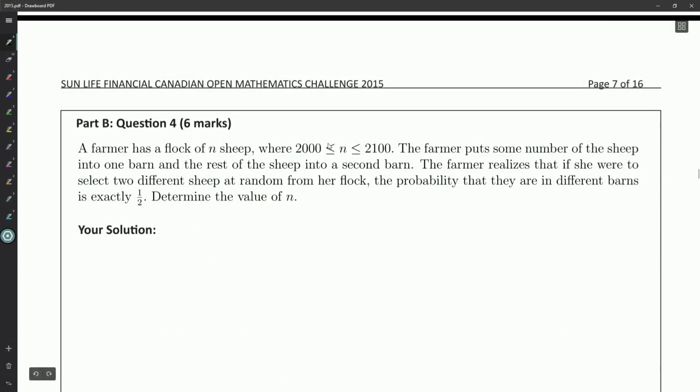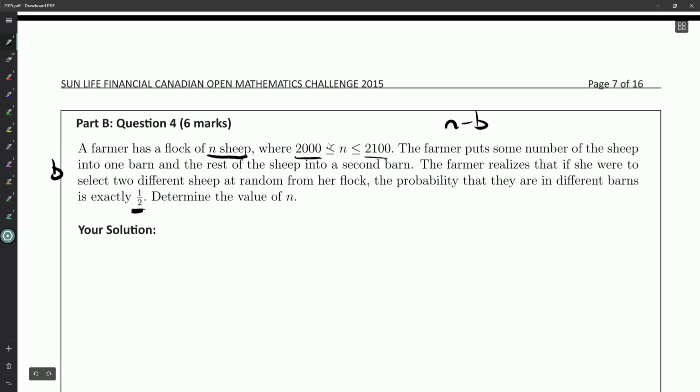A farmer has a flock of N sheep, where N is between 2,000 and 2,100. The farmer puts some number of sheep into one barn and the rest of the sheep into a second barn. So we might say, B number of sheep into one barn, N minus B sheep into the other barn. The farmer realizes that if she were to select two different sheep at random from her flock, the probability that they are in different barns is exactly 1/2. Determine the value of N.